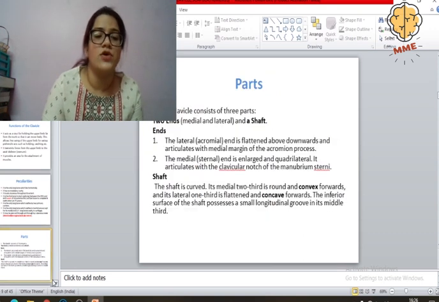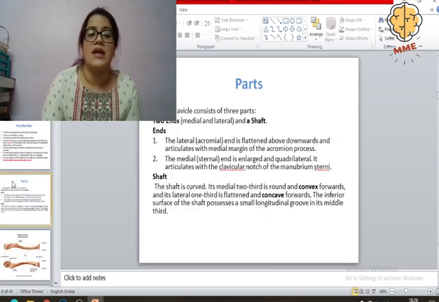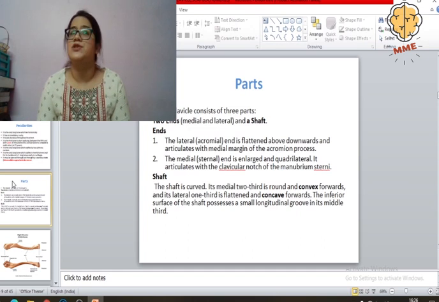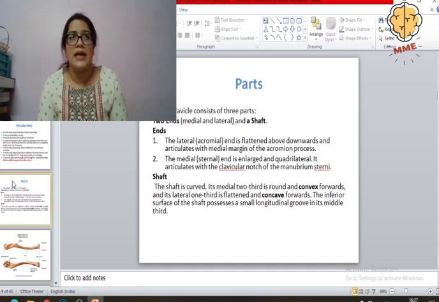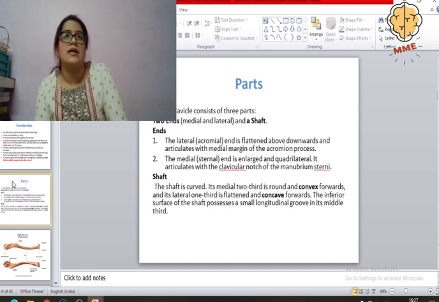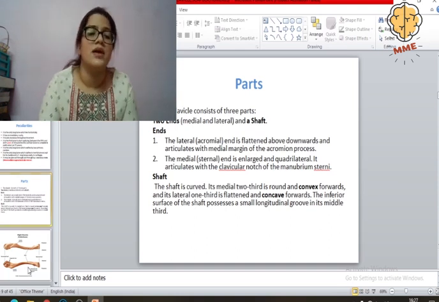Now the parts of the bone. Like every other long bone, this clavicle also has 2 ends and a shaft. So an acromion or lateral end, sternal or medial end, and a shaft.